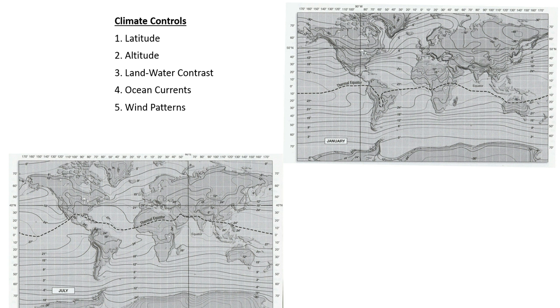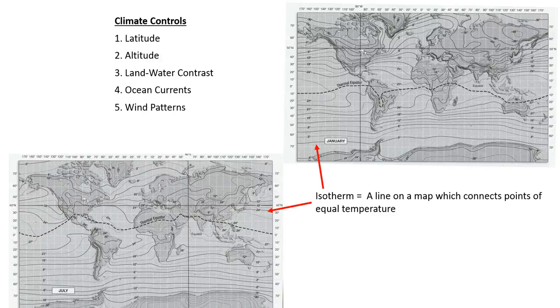Before we begin, we need to cover some terms to understand what we are looking at. The first is isotherm, which is a line on a map which connects points of equal temperature. Throughout each of these maps, we will find these. Another term we will use frequently is contrast, which is a state of being strikingly different from something else. In terms of this discussion, it'll be when comparing locations to one another with reference to temperature. With these concepts in our back pocket, let's start discussing these controls.